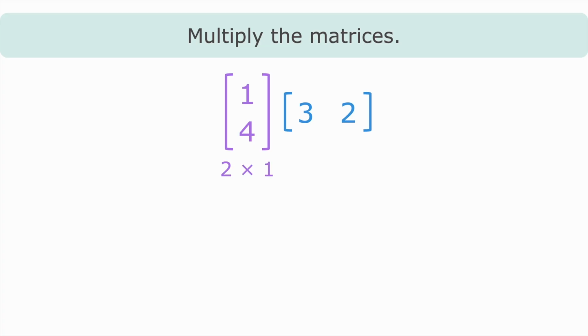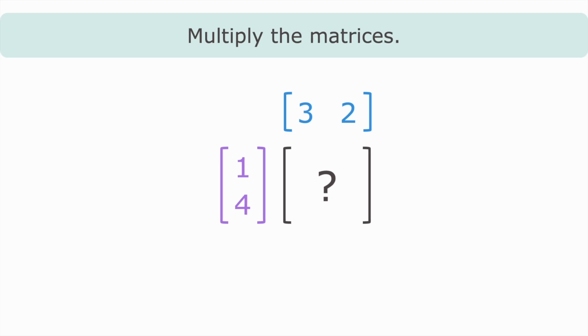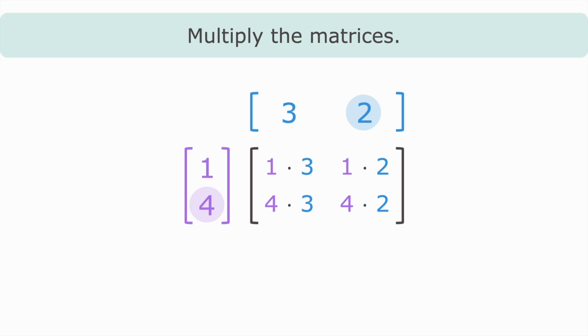Now it's a 2 by 1 matrix times a 1 by 2 matrix. The middle numbers still match, so this will work. But this time the product matrix will be 2 by 2. Let's stack our matrices like this and multiply. Our first entry is 1 times 3, then we have 1 times 2, 4 times 3, and finally 4 times 2. Simplifying, we get this matrix.